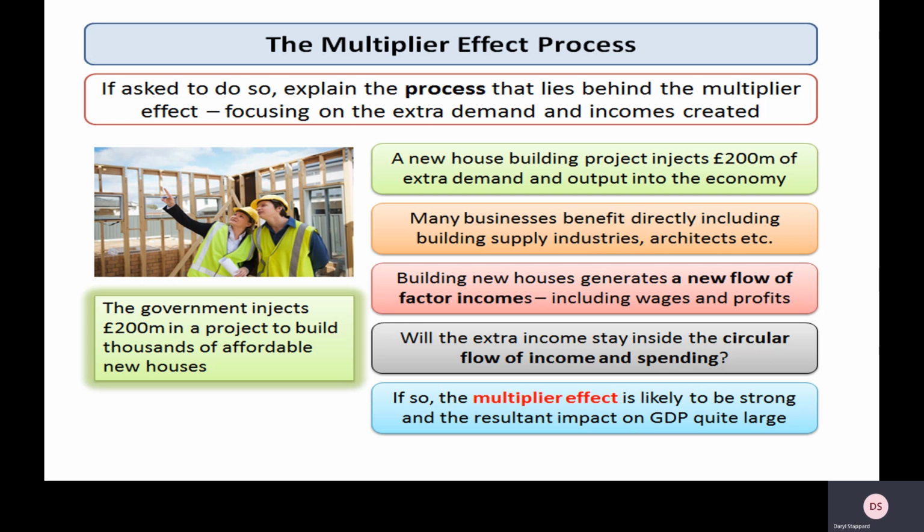So what the idea would be is that even though we've only injected £200 million into the economy, all of these extra spendings that then take place across the economy will create more jobs, higher incomes, which would lead to GDP growing by more than the original injection into the economy.